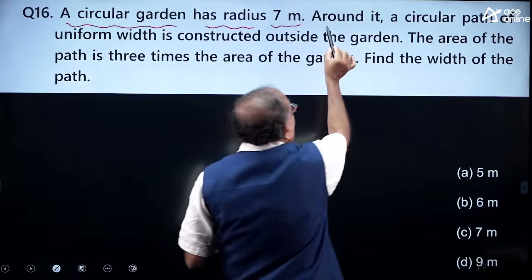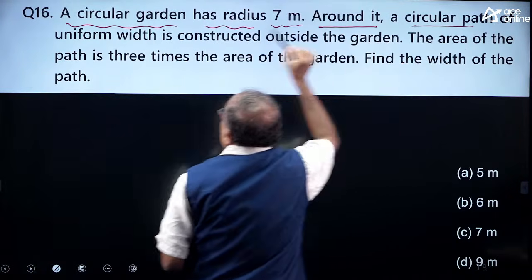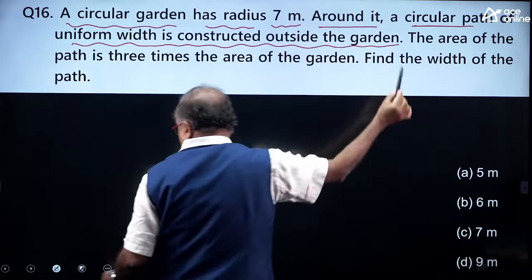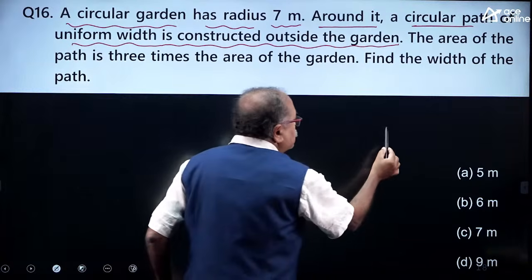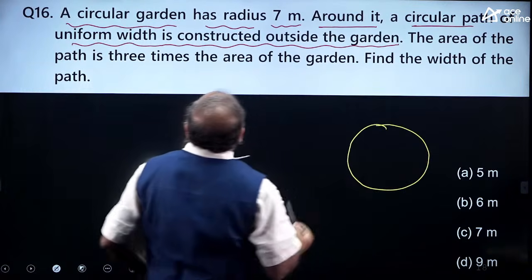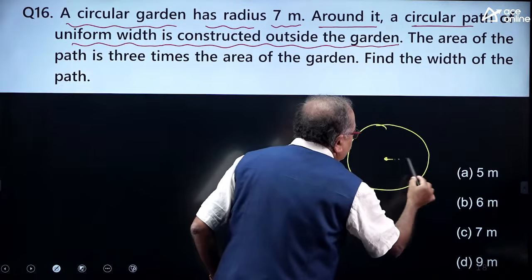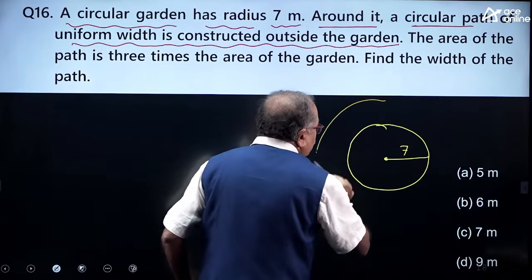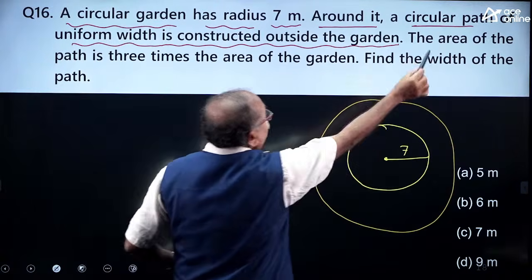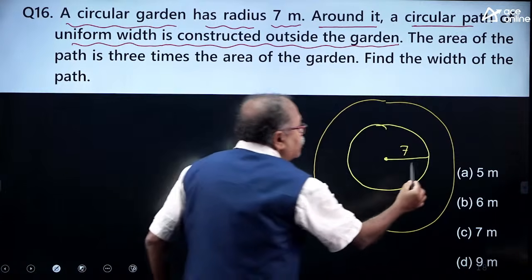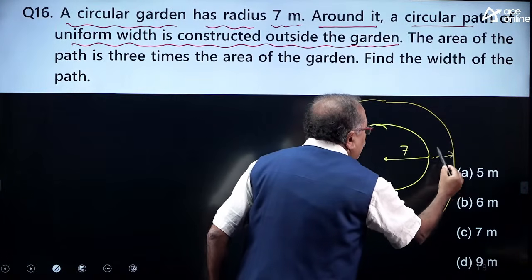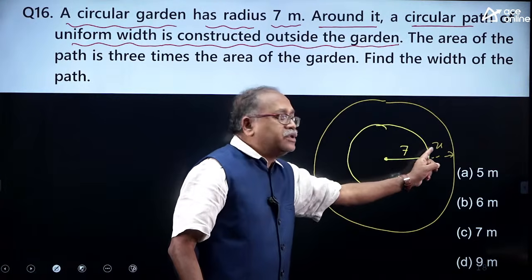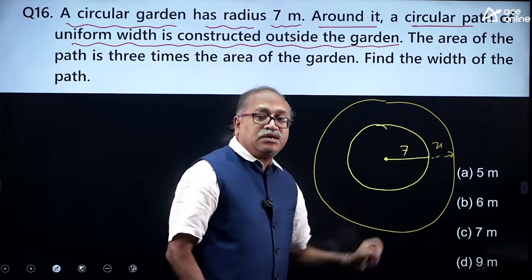Right, my friends? Around it, a circular path of uniform width is constructed outside the garden. So, it is saying that this is the garden, with a radius r of 7, and a uniform path is drawn, and I do not know what this distance is. I can consider the width as x. So, here capital R is 7 plus x, small r radius is 7.